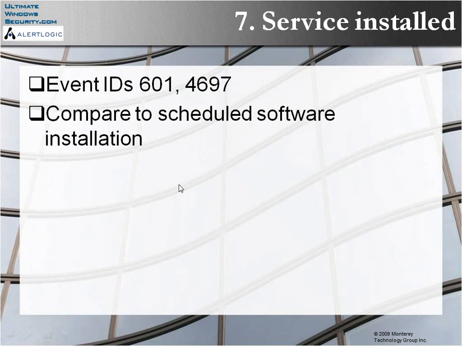Number 7, new service installed. Again, could there be legitimate instances of this? Sure. If you're installing a new agent of some type on all your servers, and that agent, of course, is going to run as a service, then you'll get either Event ID 601 or 4697 on those systems. But it could also indicate that someone has installed some type of unauthorized software that runs in the background as a service. And so you'll want to compare that to your scheduled, normal, authorized software installation.